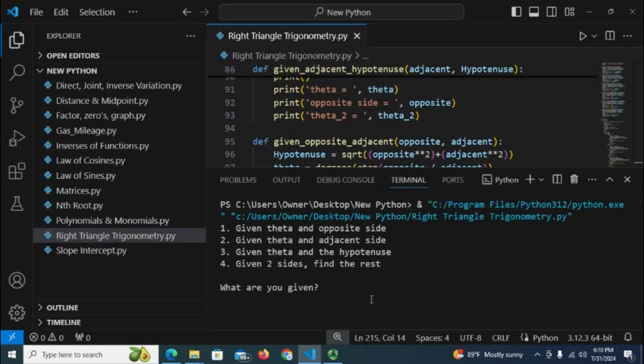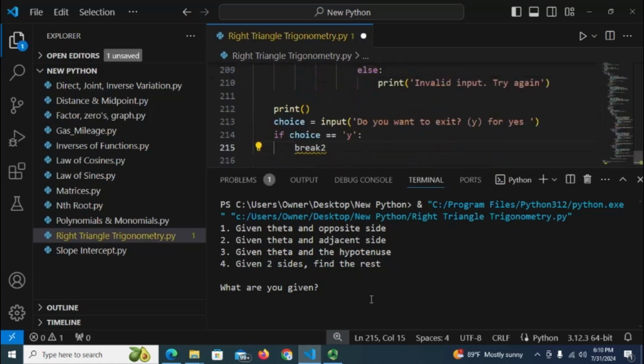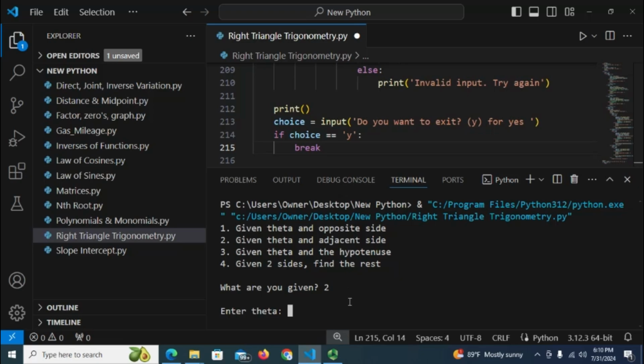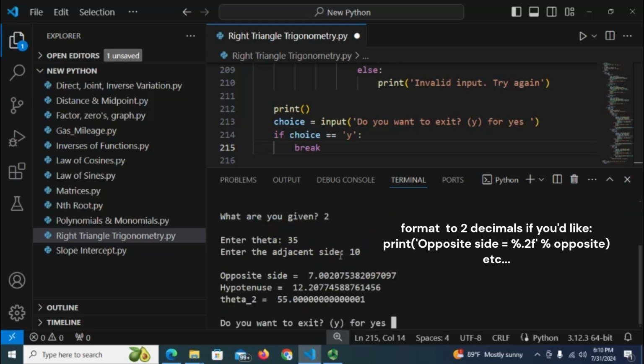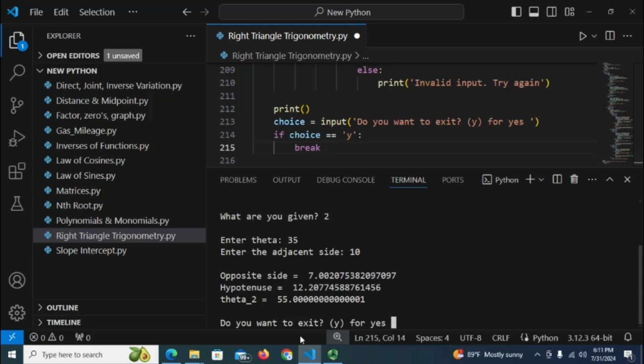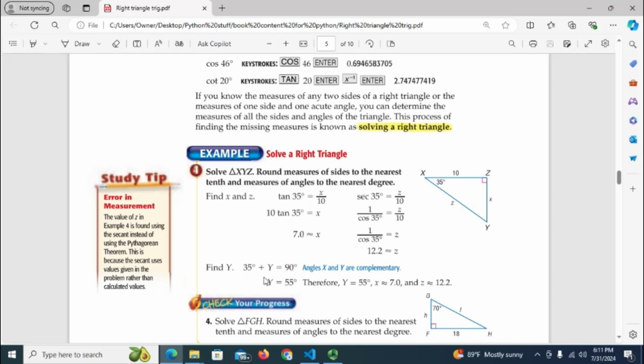So in this case, it's given theta and adjacent side, so number 2. We want to enter number 2 here. And let's see what theta was. I think it was 35 and 10. So theta is 35, adjacent side is 10. And we get opposite side is 7, hypotenuse is 12.2, and theta second is 55 degrees. See if that's what they have. So theta 2 is 55 degrees, x is 7, and z here, they call that the hypotenuse, is 12.2.